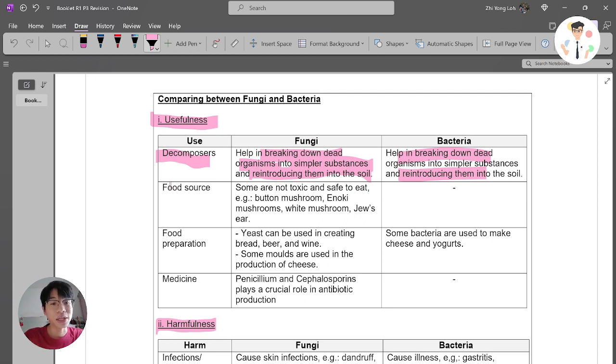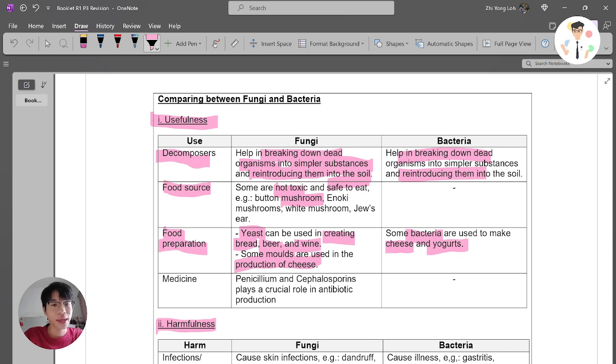And fungi can be a food source. Some fungi are not toxic and are safe to eat, for example all the mushrooms that we eat. Bacteria are not a food source, and fungi can also help in food preparation. For example, yeast is part of fungi, and yeast can be used in creating bread, beer, or wine. And even some molds, which are fungi, can be used in the production of cheese. And of course, some bacteria can be used to make cheese and yogurts also.